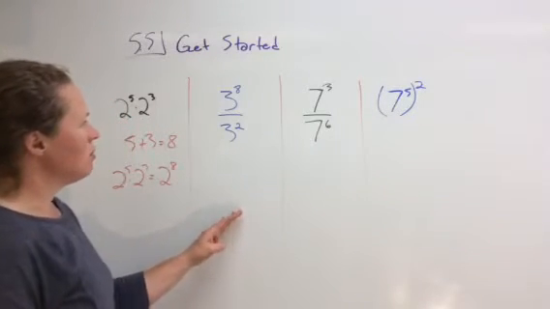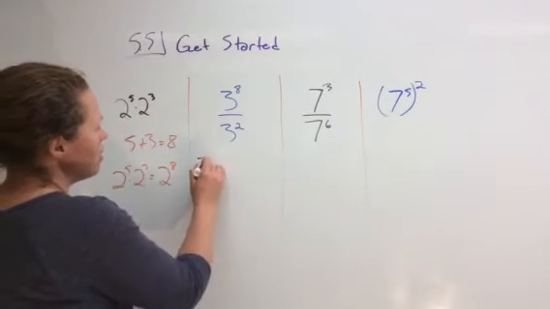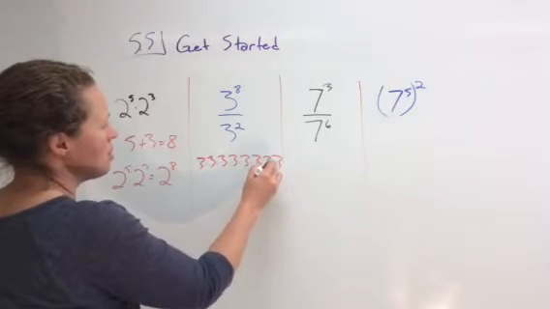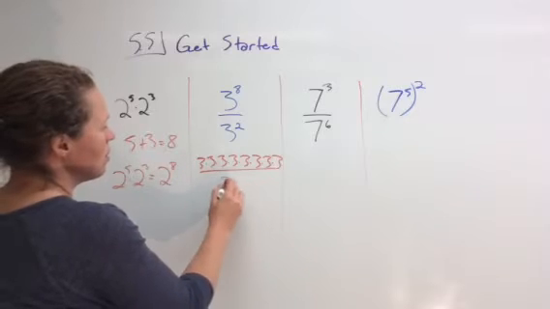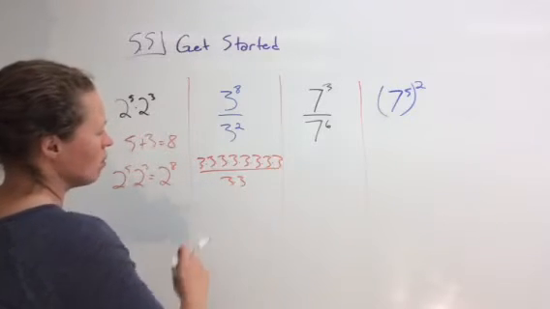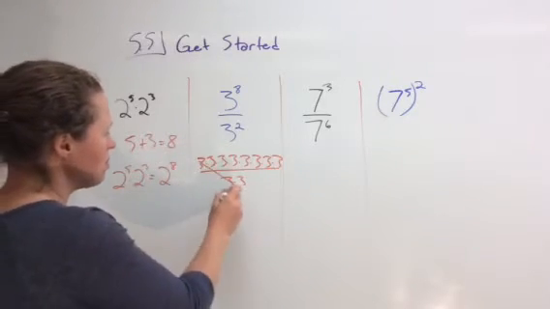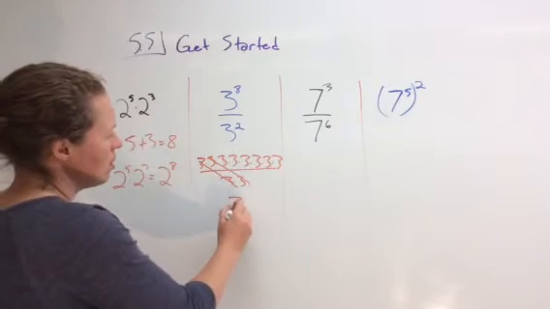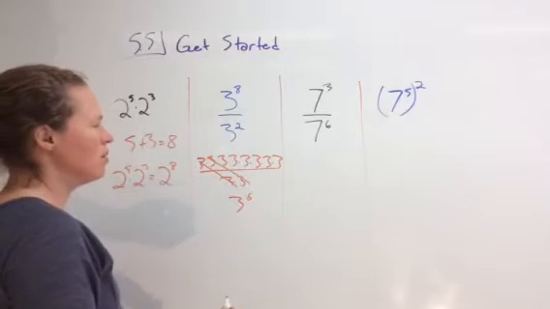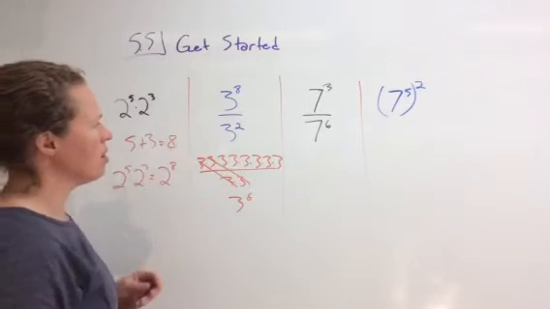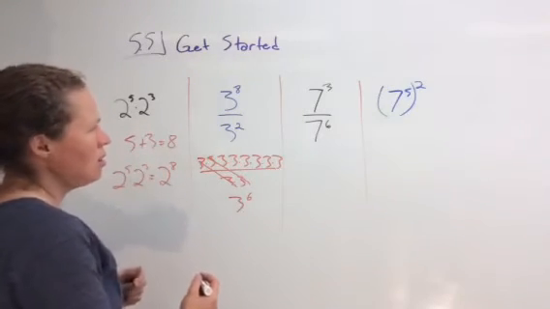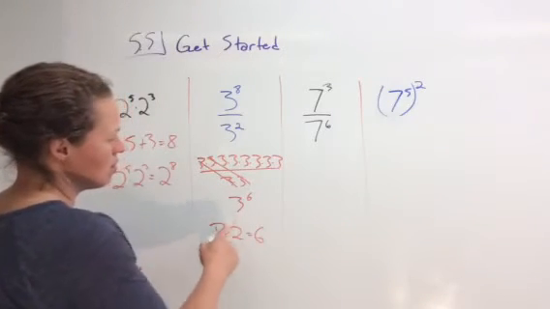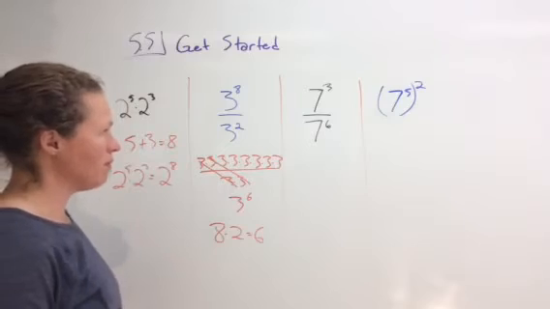Now when you're over here and you're dividing, this is literally saying there's 3 times 3 times 3 times 3 times 3 times 3 times 3 times 3 all over 3 times 3. Well, the 3s divided by 3s cancel out, and you're left with 3 to the power of 6. So the rule for that, when you're dividing the bases, you subtract the exponents. We would go 8 minus 2 equals 6, which gives us 3 to the power of 6.